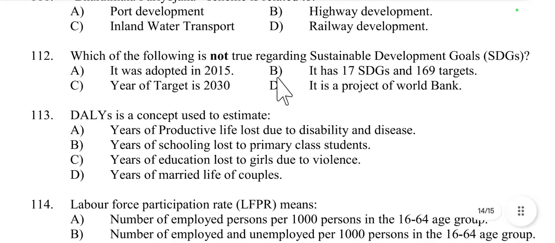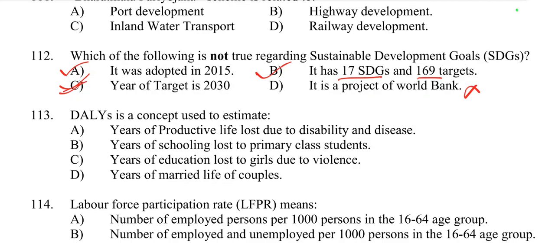Then question number 112, which of the following is not true regarding Sustainable Development Goals? It was adopted in 2015. Yes. It has 17 sustainable development goals and 169 targets. Yes. The target year is 2030. Yes, these all are correct. Then, it is a project of the World Bank. No, this is incorrect. This is not a project of the World Bank.